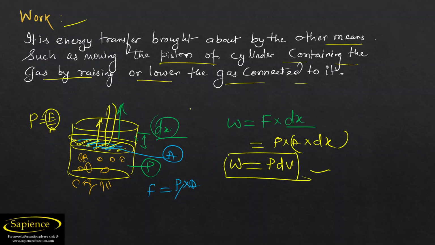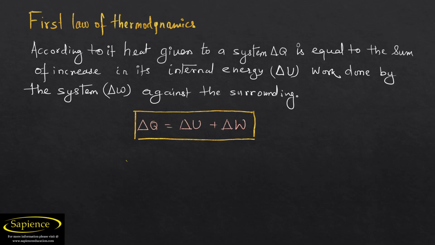Whenever a physical movement happens, there will be a change in volume, and due to this work is done by the gas. So here work has been done by the gas in displacing the piston by a distance dx. I hope you have understood this phenomenon.